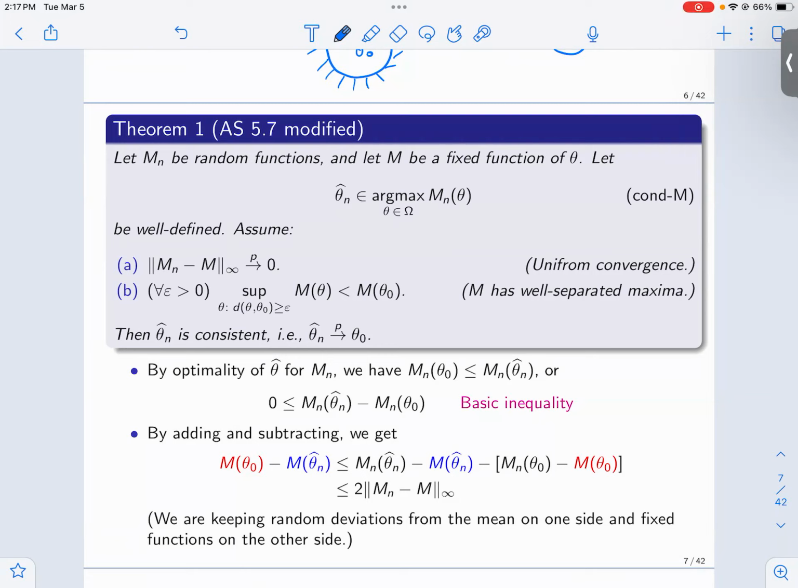So it happens that theta naught is your true parameter, then you're good. Okay, so this is a very general result. You have to design M_n and theta such that in the limit theta naught is the unique maximizer, and then you're going to be consistent. Is that good enough?